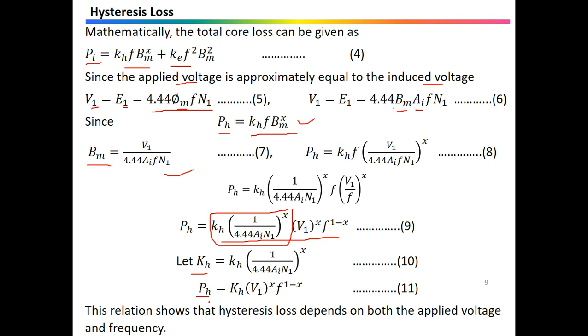So what we can conclude from equation 11 for the hysteresis losses is that the hysteresis loss depends on two factors, because this is a constant. It depends on V1, the applied voltage, as well as on the frequency F with the power 1 minus x, and x is nothing but the Steinmetz hysteresis constant, with a value of 1.5 to 2.5.